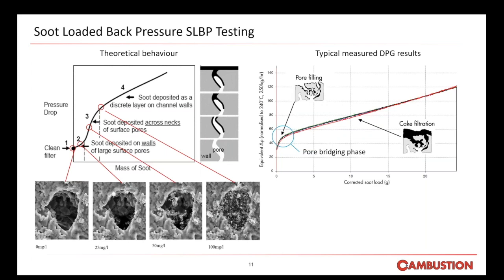There are some quite nice photographs here of the exact same pore from clean to the cake filtration stage, along with a theoretical graph of what is happening. On the right-hand side, we have some real data from the DPG, which shows what's happening quite nicely. If you have any questions on this, feel free to pop them in the little window.